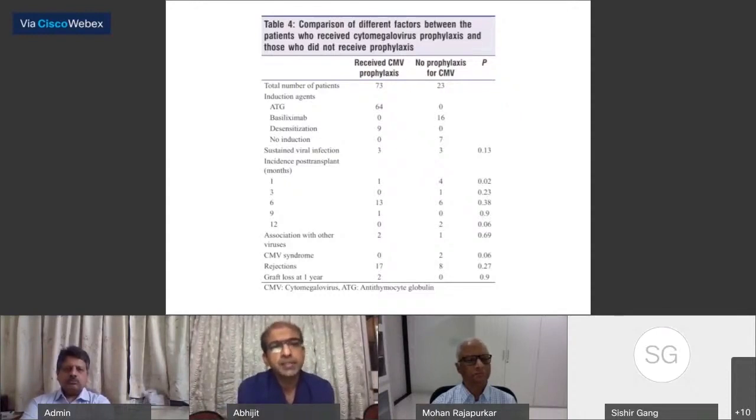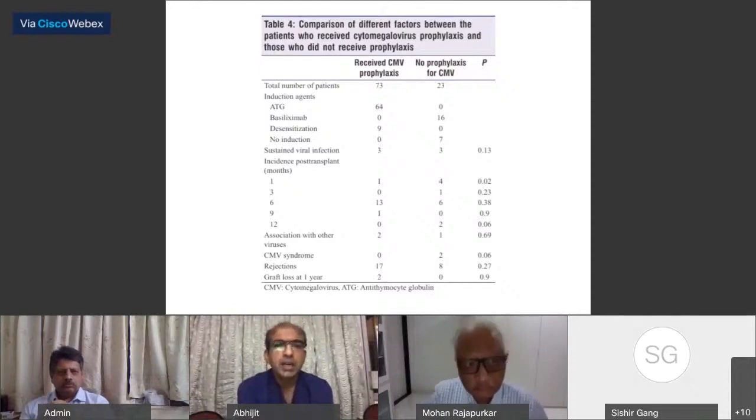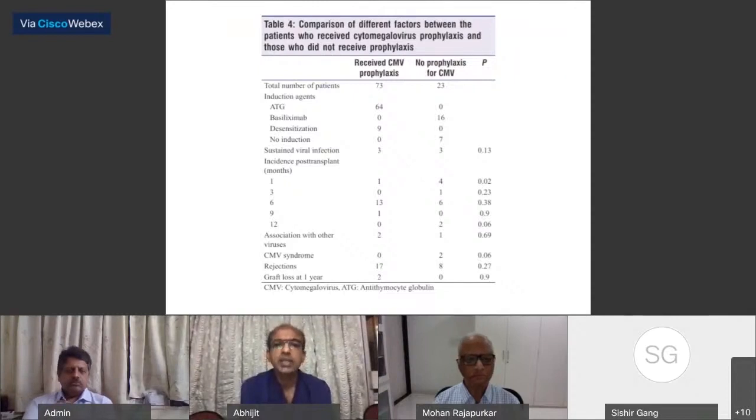Amongst the people who received CMV prophylaxis versus no prophylaxis for CMV, all patients who received ATG received CMV prophylaxis, and also ABO incompatible transplant patients received CMV prophylaxis. Only 2 patients developed CMV syndrome in patients who did not receive CMV prophylaxis. And graft loss at 1 year was not really very significant between these two groups.